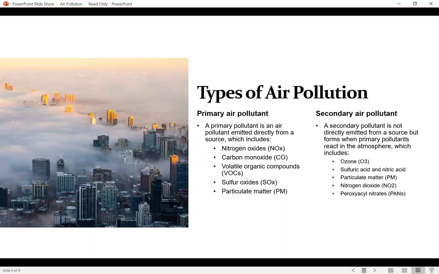There are two types of air pollutants, primary and secondary. A primary air pollutant is emitted directly from a source, which includes nitrogen oxides, carbon monoxide, volatile organic compounds, sulfur oxides, and particulate matter. A secondary air pollutant is not directly emitted from a source, but forms when primary pollutants react in the atmosphere, which include ozone, sulfuric acid, nitric acid, particulate matter, nitrogen dioxide, and peroxyacyl nitrates.